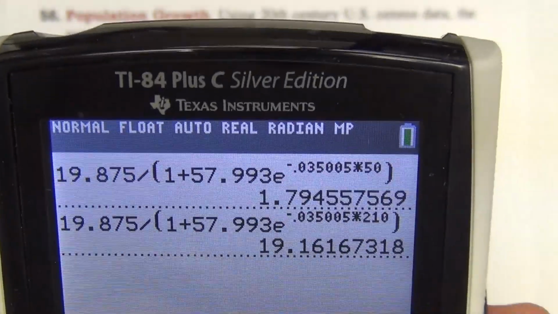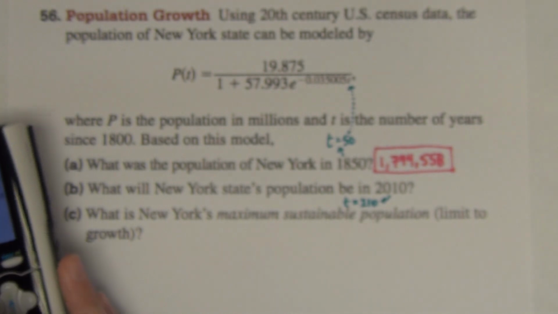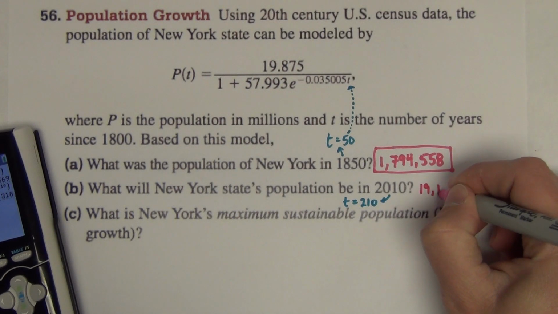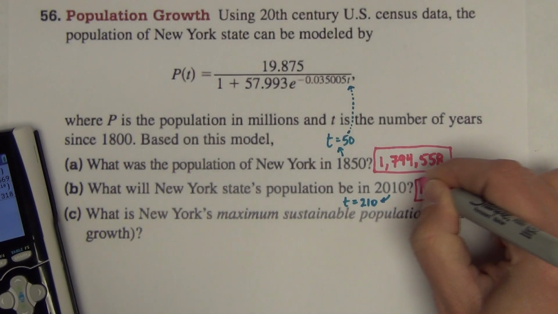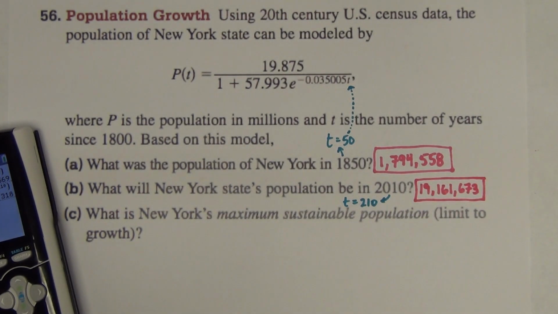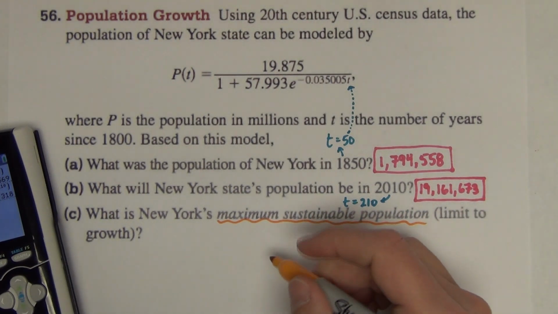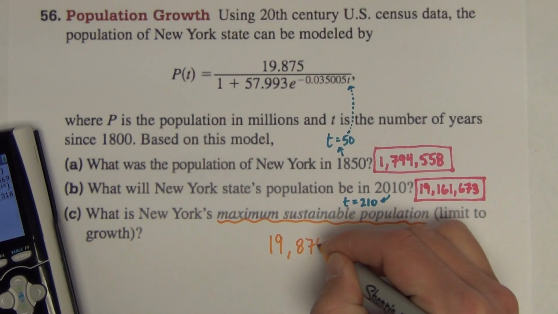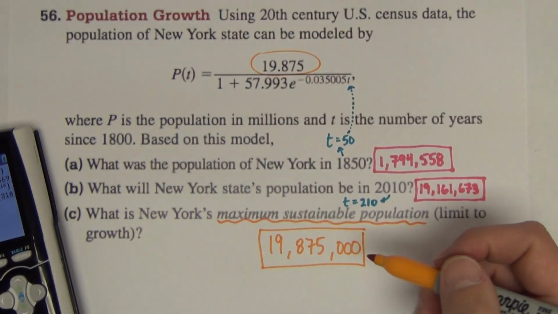So according to this, it's going to be 19.16 million. So that is 19,161,673. And according to the model, what is New York's maximum sustainable population? What's the largest population New York can have? And according to this model, that is 19,875,000. Again, that's coming right there off the numerator.